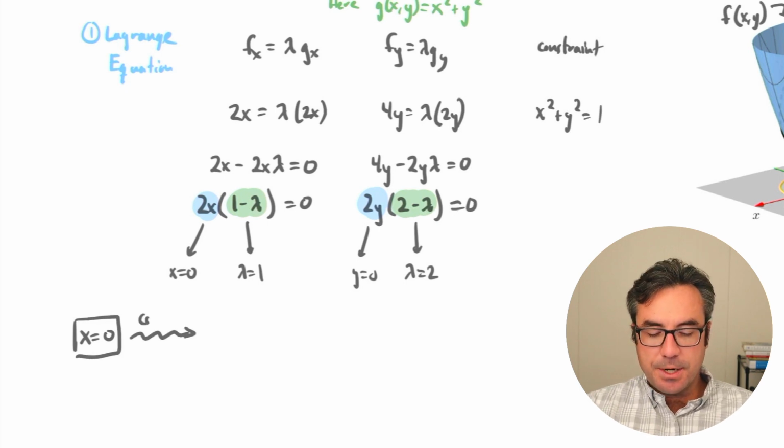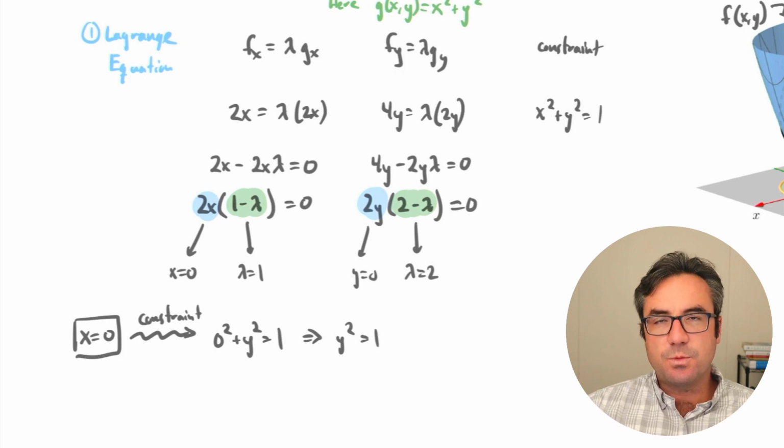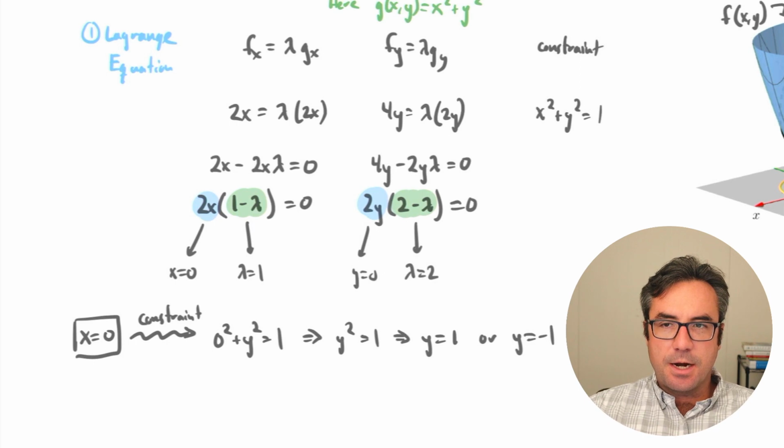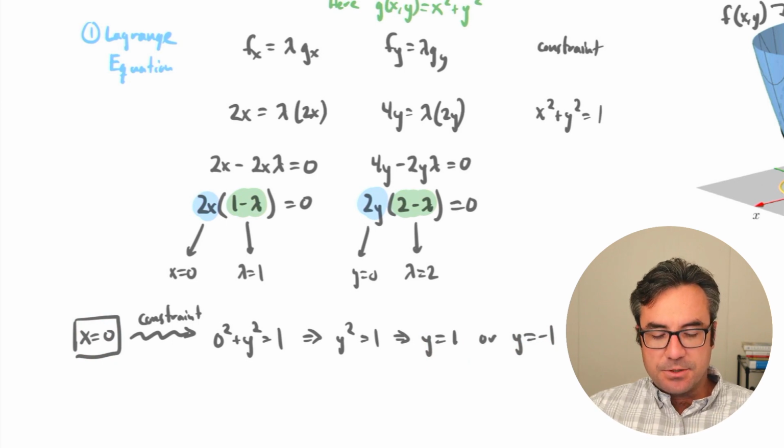We can go to our constraint equation, plug x equals 0 in, and see what we get. So we go to our constraint, plug it in, and we get 0 squared plus y squared is equal to 1. And if we keep solving that, we get y squared is equal to 1, which tells us y must be equal to plus or minus 1. All right, so conceivably, we have 2 points now given by those x and y coordinates. We just pair them up. All right, so that's the x equals 0.